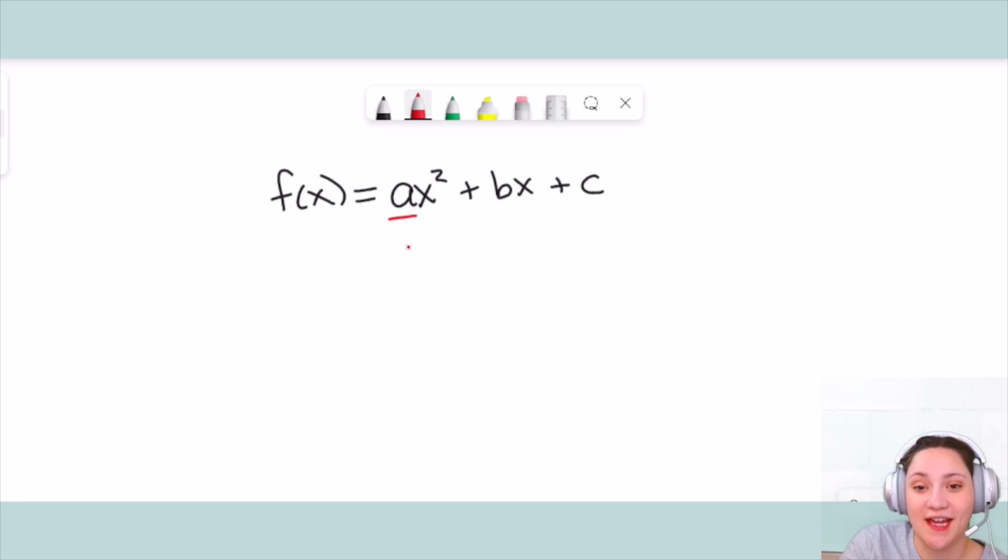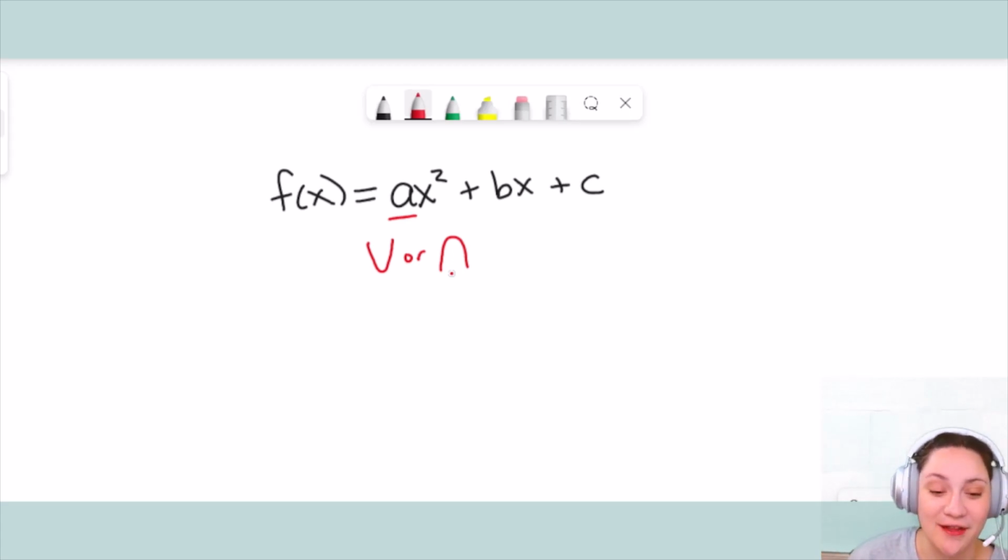We already learned how to identify one characteristic of quadratic functions, and that is by looking at the first coefficient on the x squared term, we can determine if the graph opens up or if it opens down. So if it's a smile or if it is a frown. We already know that from our previous lesson, so we're already ahead of the game.